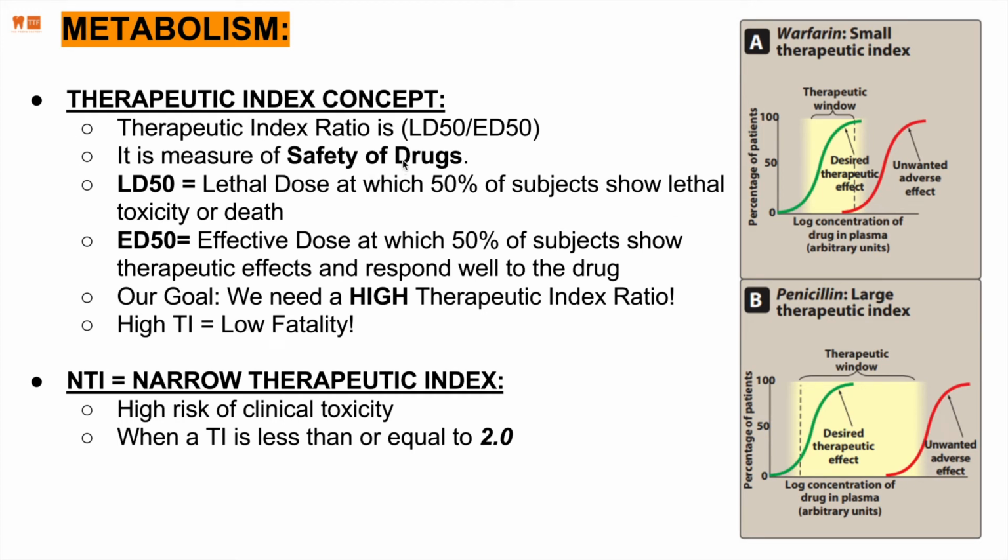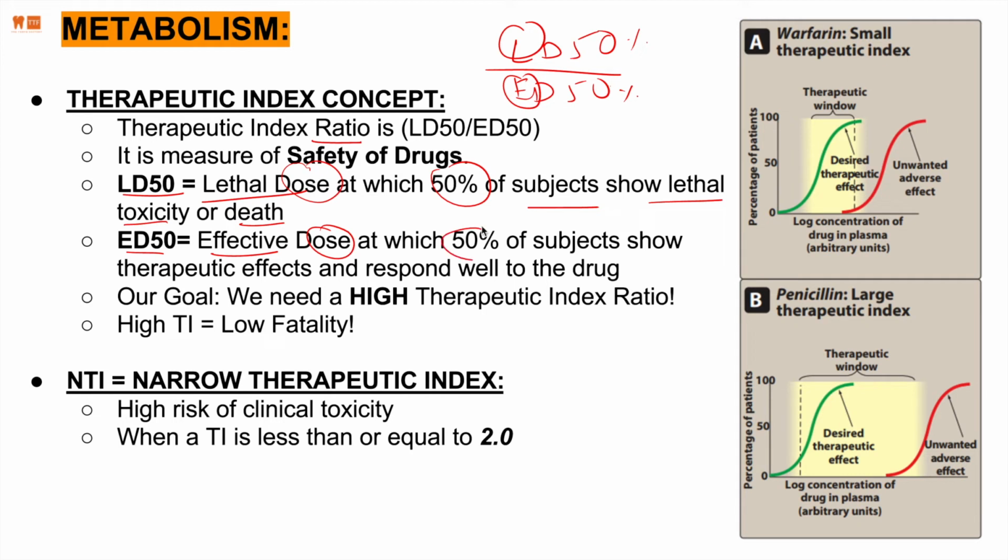The last two concepts of metabolism include therapeutic index and steady state kinetics. So let's talk about therapeutic index. To begin with, it's a ratio. It is LD50 divided by ED50. L is lethal, E is effective, 50 means 50% of the population. So LD50 is the lethal dose, a specific dose at which 50% of the subjects show lethal toxicity or death from the drug. And ED50 is the effective dose, a specific dose at which 50% of the subjects will show therapeutic or intended effects and will respond well to the therapy.